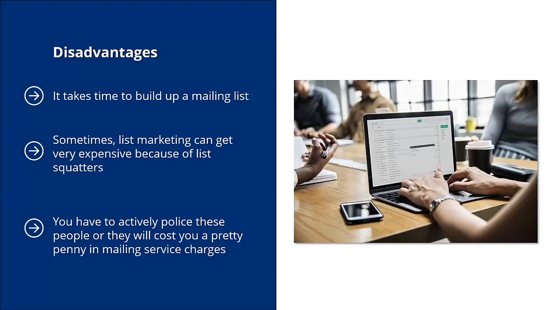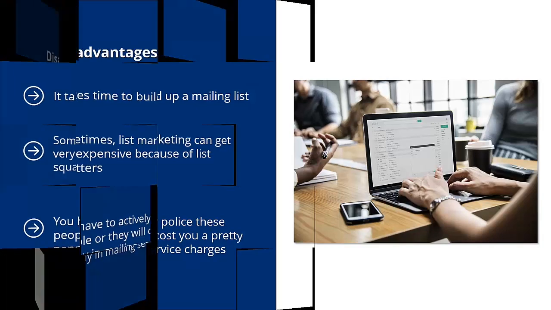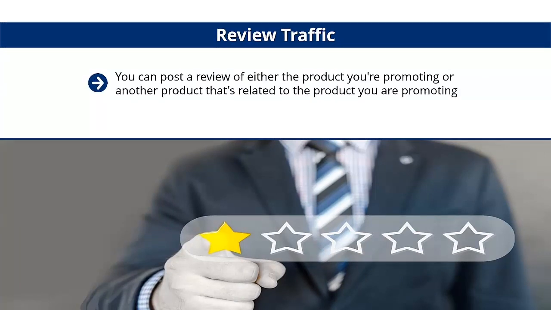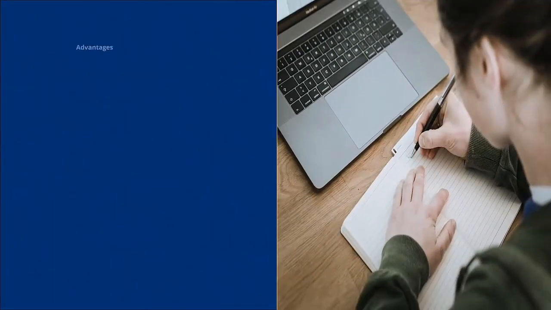Most email systems charge you based on how big your mailing list is, not based on how many people open your updates. To nuke list squatters, many email systems like Aweber enable you to identify list members who haven't opened your emails and purge them. Review traffic. You can post a review of either the product you're promoting or another product that's related to the product you are promoting. This content attracts traffic from the internet because people are looking for reviews before they buy.